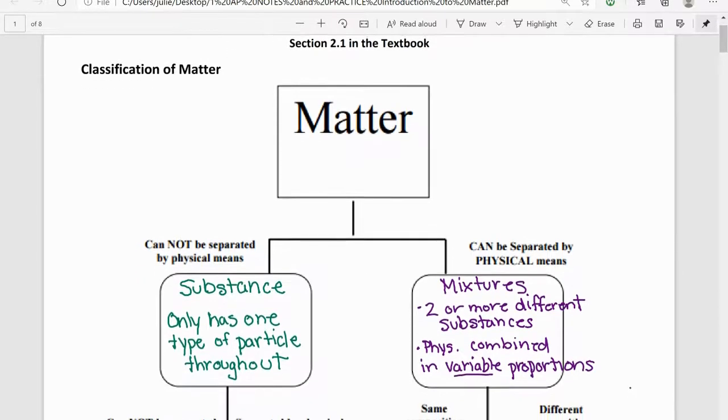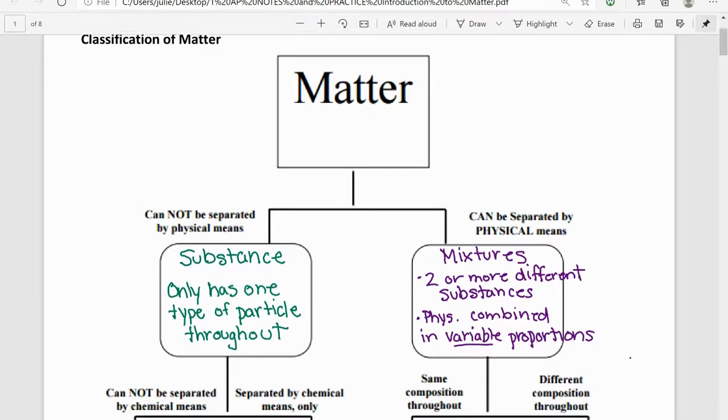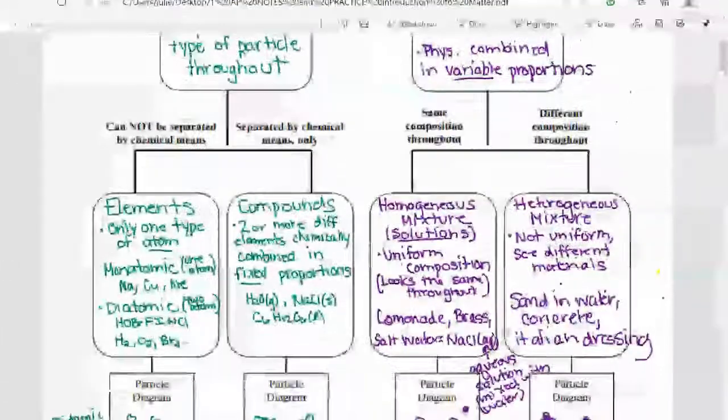The first two big categories are whether matter is a substance or a mixture. Substances only have one type of particle throughout. In a mixture, you have two or more different substances, and I use that word substance specifically, that are only physically combined in variable proportions, and we're going to come back to that. When I say a substance only has one type of particle throughout, the word particle is a little bit general, because that particle could either be the same element throughout or the same compound throughout.